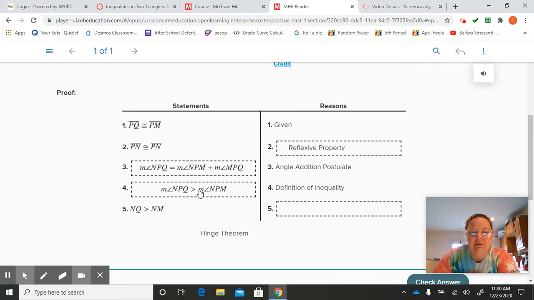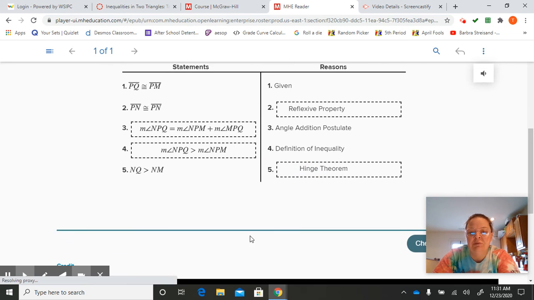These have to be different than each other because of the definition of inequality. NPQ has to be bigger than NPM, right? Because it takes something plus this to make this one, so that one has to be bigger. So therefore, those opposite lengths are different because of the Hinge theorem.